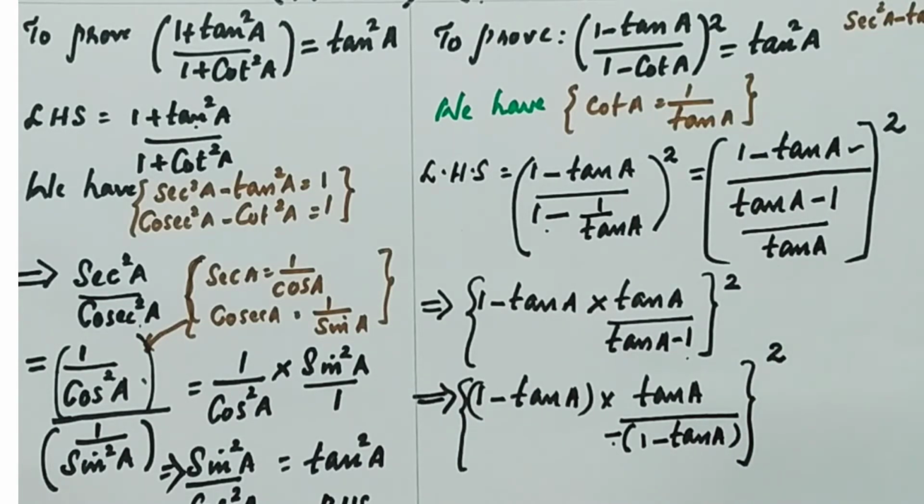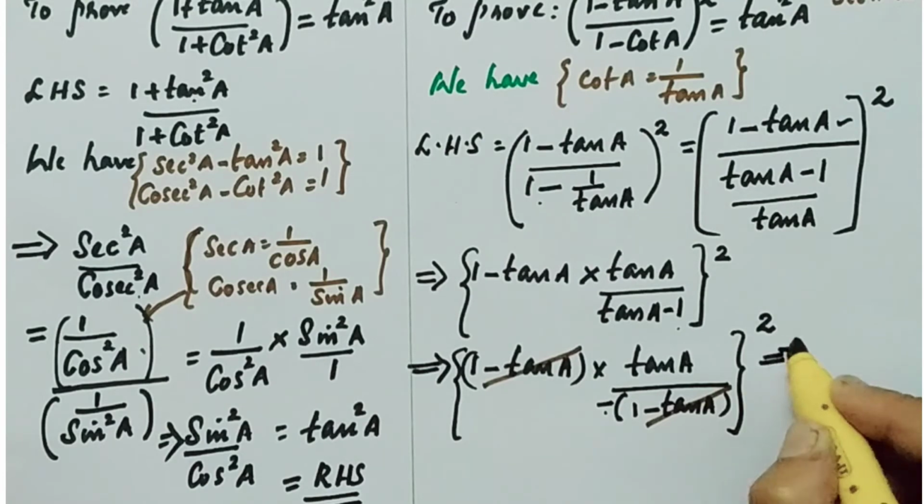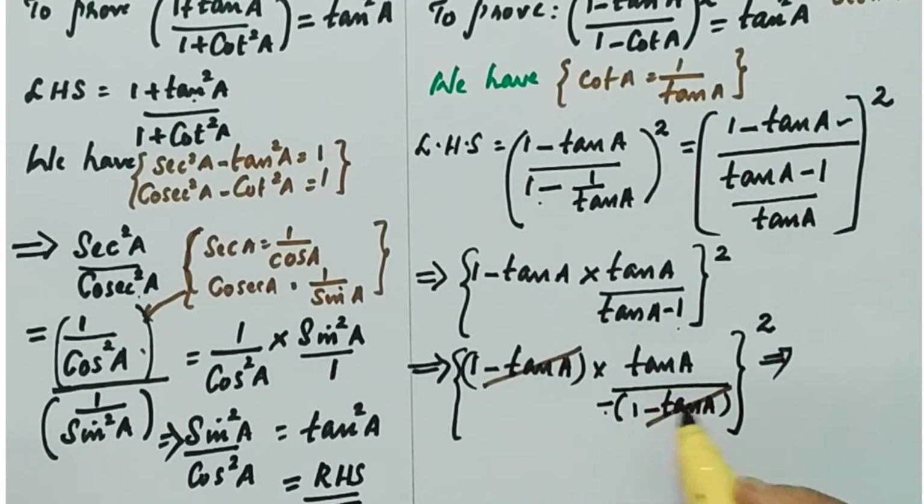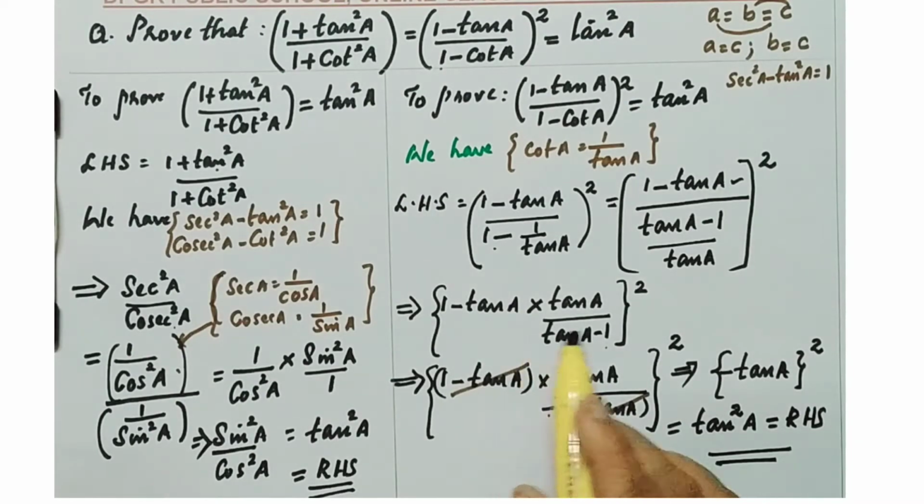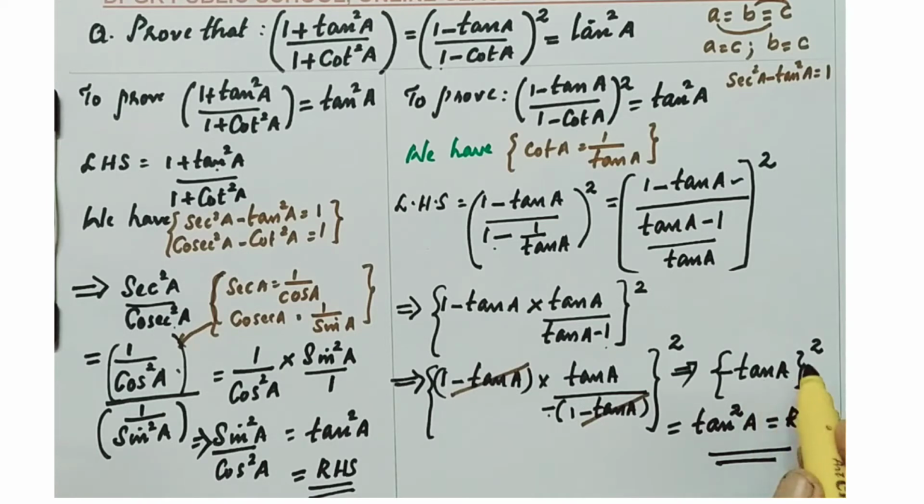Now, looking at this, you can see that 1 minus tan A can be cancelled with 1 minus tan A. What remains there at last? Tan A divided by minus 1, that is minus tan A, is the only thing within the square. Minus tan A, the whole square. Tan A by minus 1 is minus tan A, the whole square. The whole minus tan A square is the same as minus 1 square, you get plus. Tan A the whole square is called tan square A, which is the RHS.